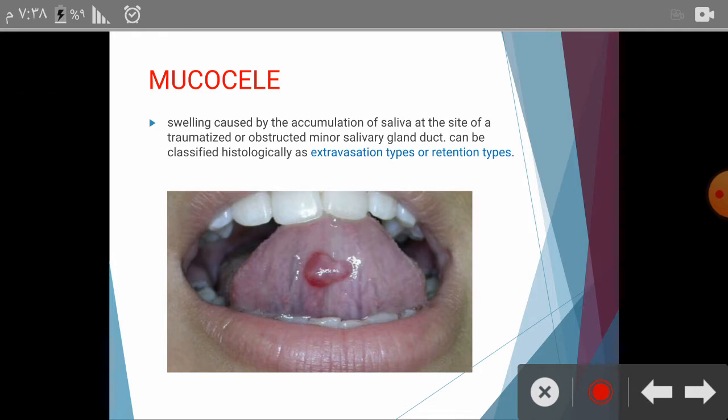Mucocele is a swelling caused by accumulation of saliva at the site of a traumatized or obstructed minor salivary gland duct. It can be extravasation or retention type. The extravasation type is the most common, resulting from trauma to the minor salivary gland. The retention type is caused by obstruction of the minor salivary gland duct, and this blockage of the salivary flow results in accumulation of saliva.